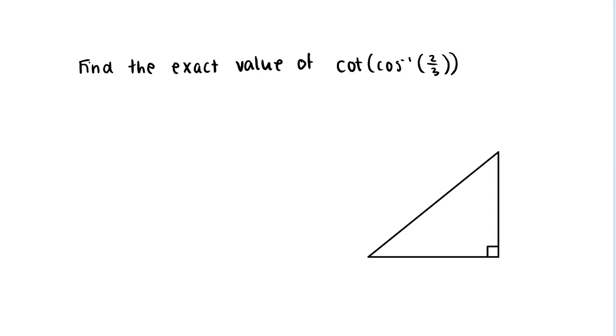Right, cosine takes in an angle and gives back out the ratio adjacent over hypotenuse. And so inverse cosine is going to do the reverse of that. It's going to take in a ratio of side lengths of a right triangle, the adjacent over hypotenuse, and it's going to give us back some angle.